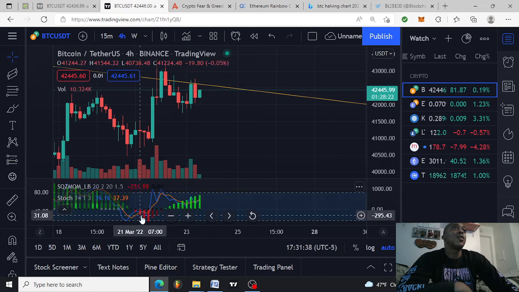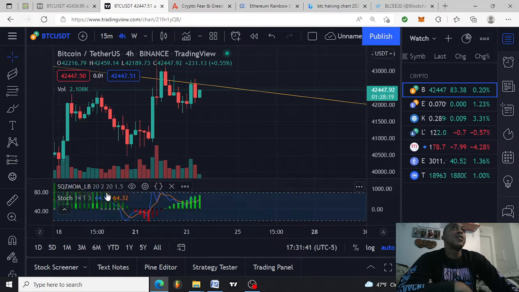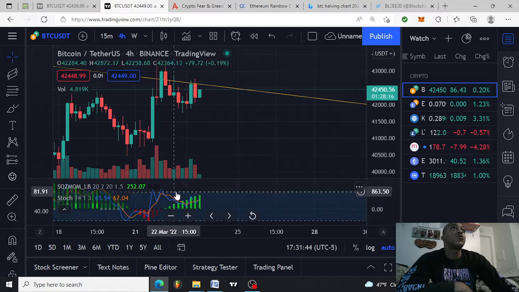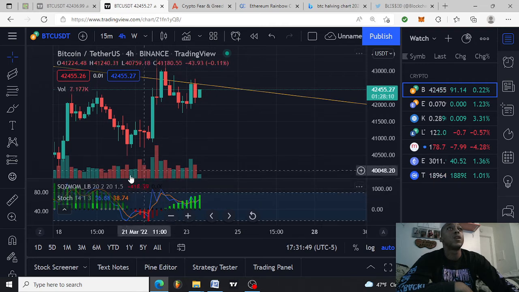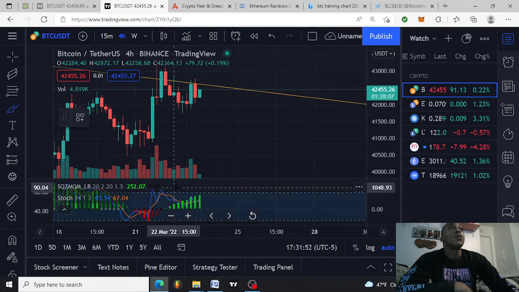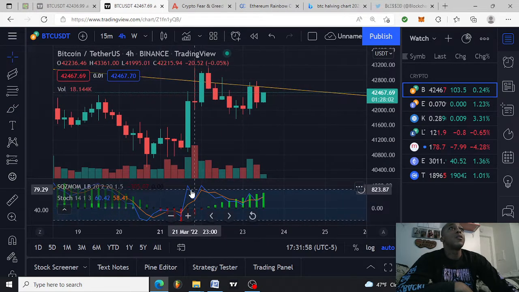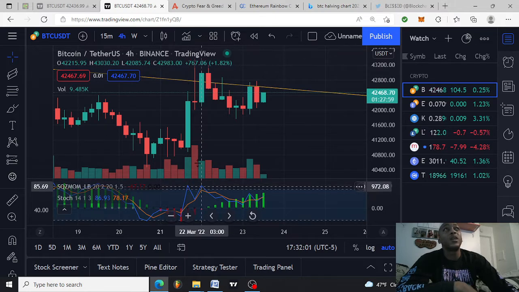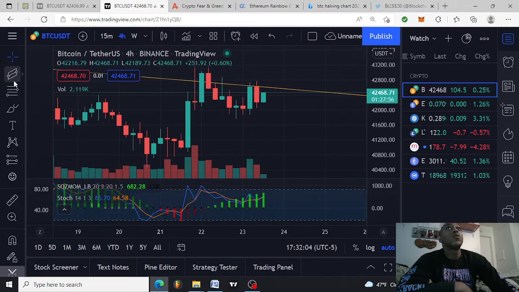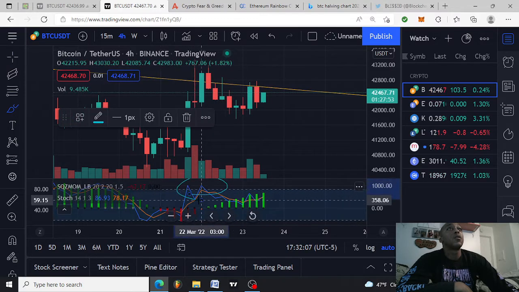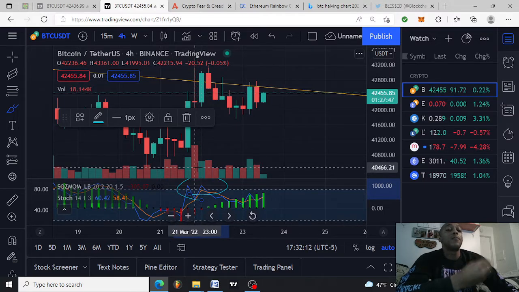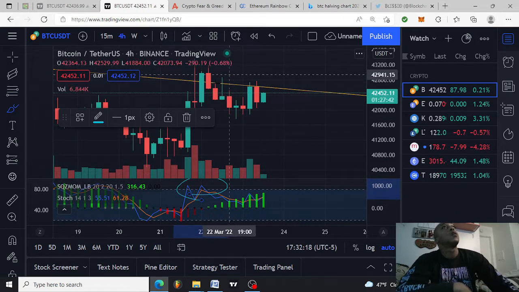But here, the stochastic is these two lines, and basically once we're at this area, it's the oversold territory, and up here the overbought territory. Let's zoom in and I can show you. This area right here is where the top usually is at these prices. So Bitcoin was overbought, and volume predicts the price. I'm constantly telling myself this, so when I come back and look at this video, I continue to remind myself.